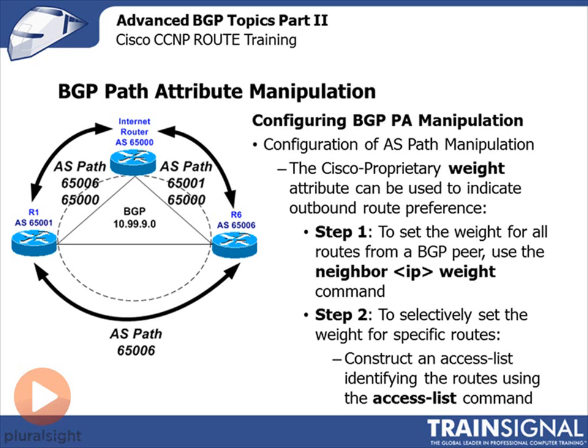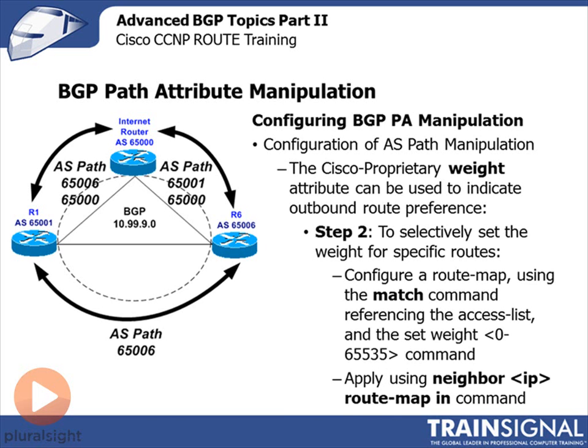However, if you want to use the weight attribute selectively, which is probably going to be more likely, first create an access list so you can identify the routes. Again, access-list command. Then configure a route map. In this case, the route map is going to use the match and then the access list command.